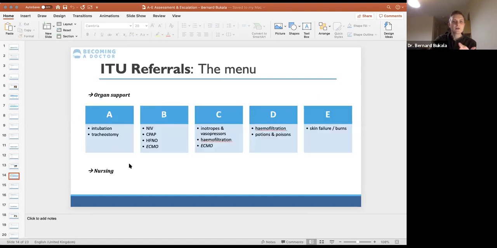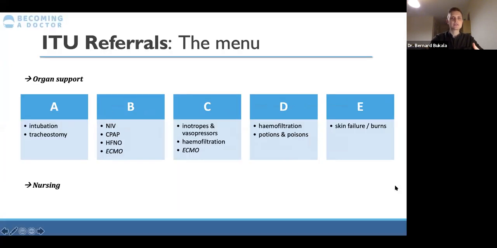Now, in terms of what ITU can offer your patient, there are 2 things. The first thing they can offer your patient is organ support. And the second thing is ITU nursing. In terms of organ support, you can split it into the A to E assessment.